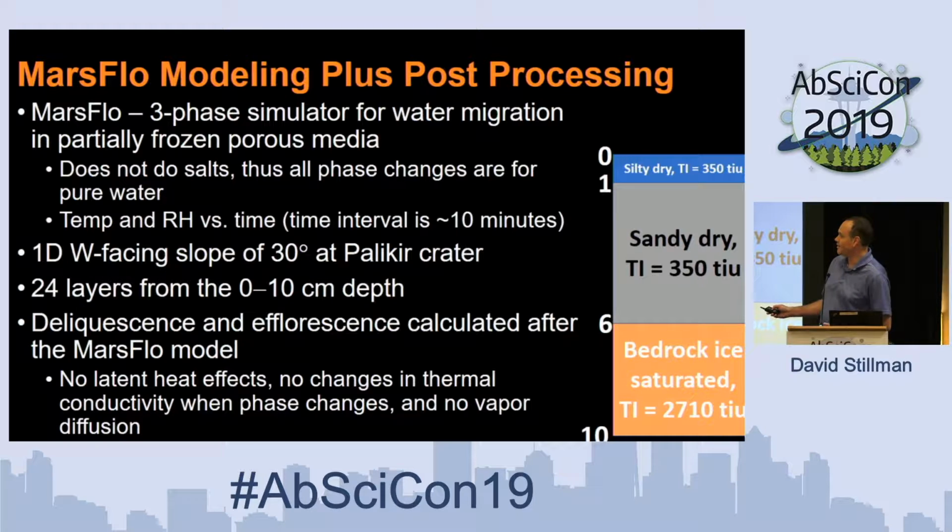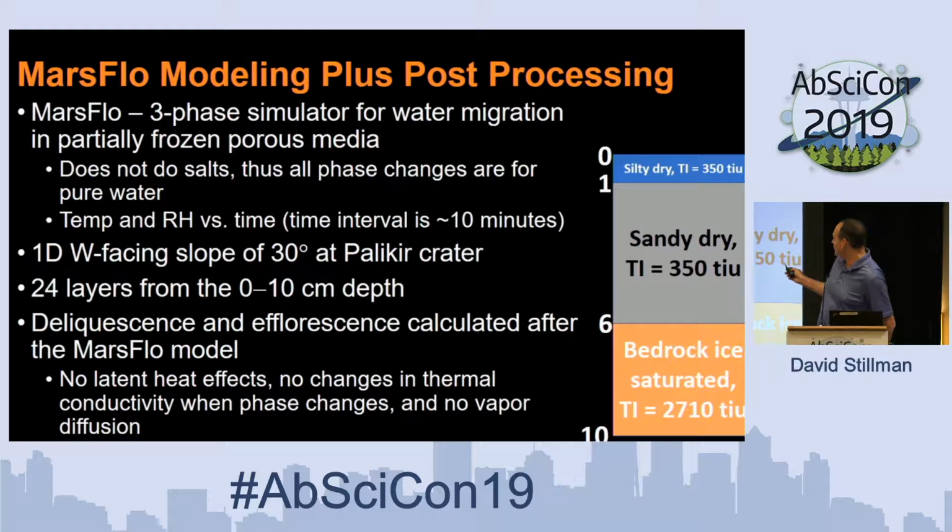The version of MARSFLOW we're using is this 3-phase simulator for water migration in partially frozen media. It does not do salts. So if there were any phase changes, they happen at pure water, like at 273 K. What we're outputting here, among other things, is temperature and RH versus time. The time interval that we save at is 10 minutes. We do a 1D model on west-facing slopes at 30 degrees because we're trying to get at where these RSL are occurring at Palikir Crater here. We have 24 different layers into the subsurface from 0 to 10 centimeters.